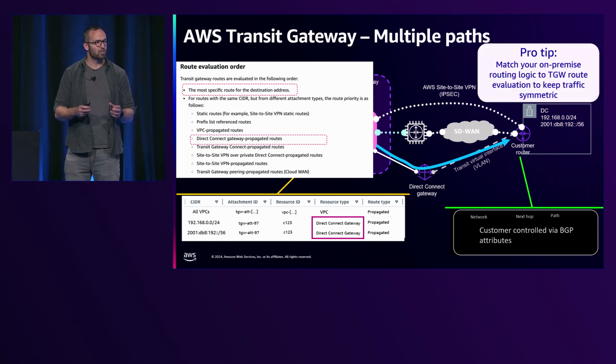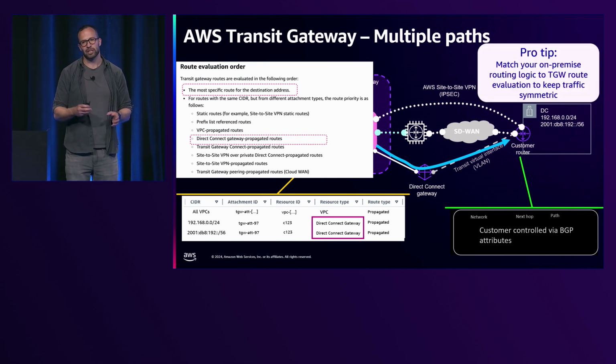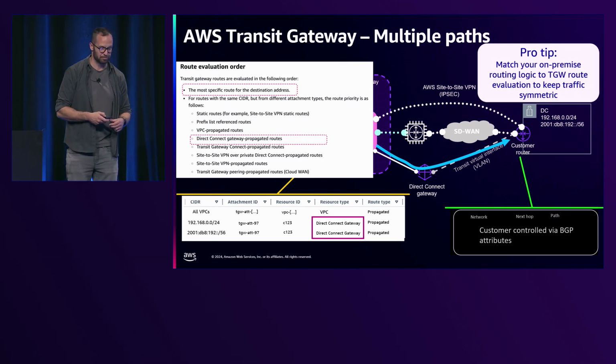Now, the pro tip here is in the other direction, make sure you align your logic to keep traffic symmetric. So if you know that Direct Connect is preferred, prefer Direct Connect in the opposite direction.